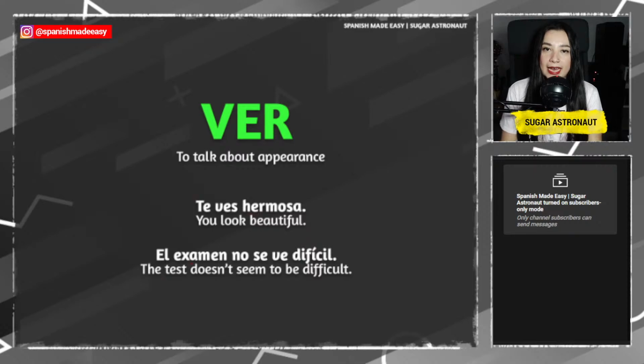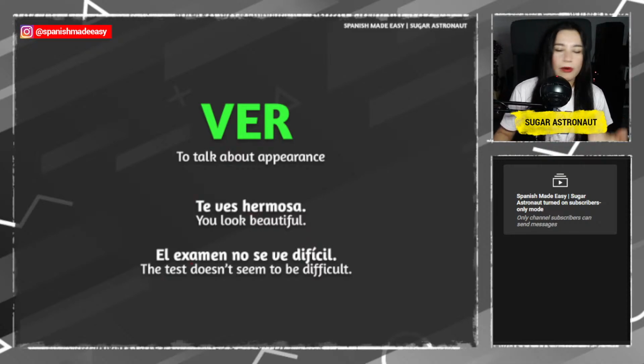Let's talk about another useful use. You can use ver when talking about appearance, okay? You're talking about how someone looks. Or when talking about things, are those things that you need to do difficult, or do they seem easy? They seem to be easy, difficult, hard, exciting. So you can use ver for those things when talking about physical appearance, or if something seems difficult or not, or anything else, like easy, difficult, exciting, boring, and so on. Let's look at some examples.